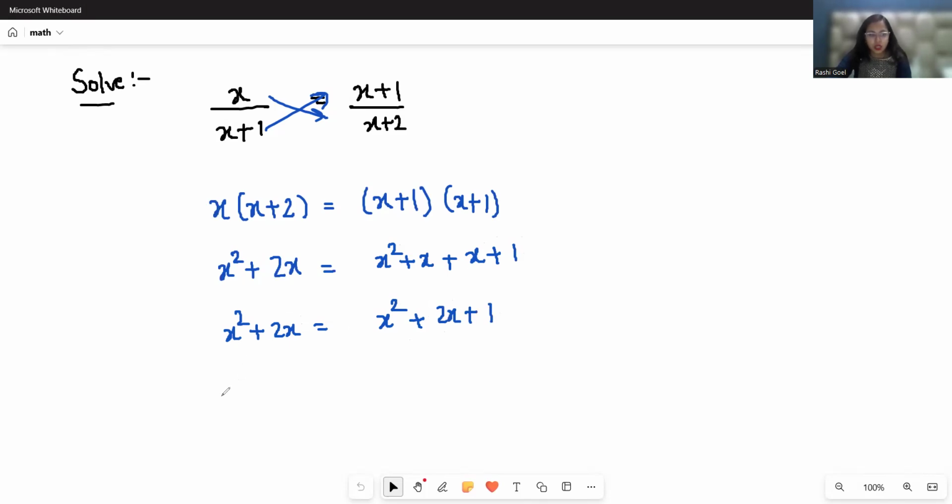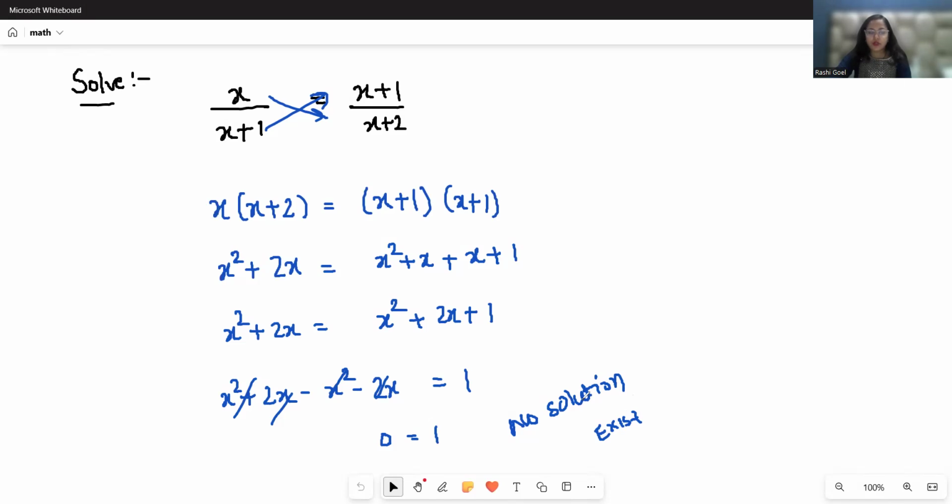Now take the x squared plus 2x to this side. So x squared minus 2x... this will cancel out. So this is 0 equals 1. That's not possible. So this is a contradiction. That means no solution exists.